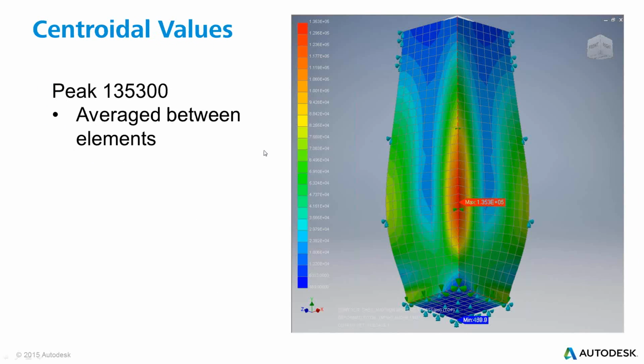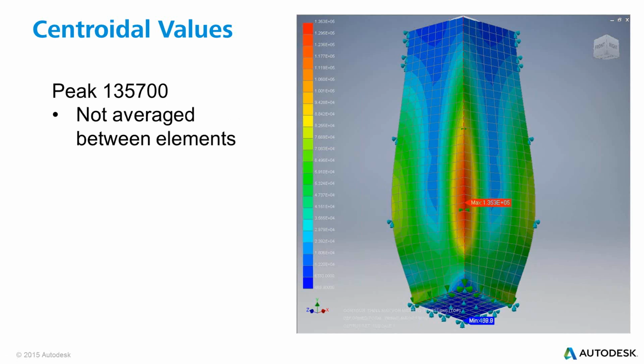If I plot my centroidal values, they look like this. I'm just doing the centroid. I'm not doing an element contour. I'm just doing a centroidal. If I change it to not averaged, then I get the peak value that any particular element has. But it's still drawing a nodal contour because it's calculating the values at the points.